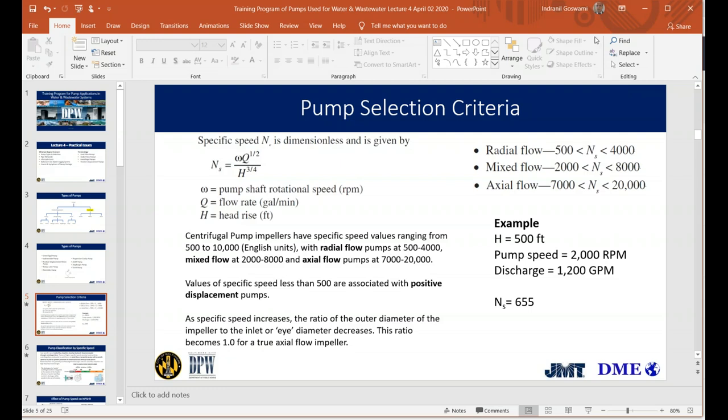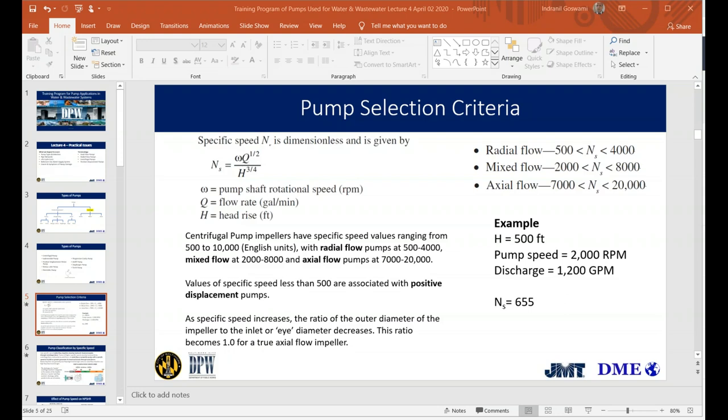Now, in terms of classifying the flow within a pump as to whether it's radial or axial or mixed, and also when you're talking about figuring out whether a pump is appropriate for a particular operation or not, there is one dimensionless characteristic that is often used that's called the specific speed.